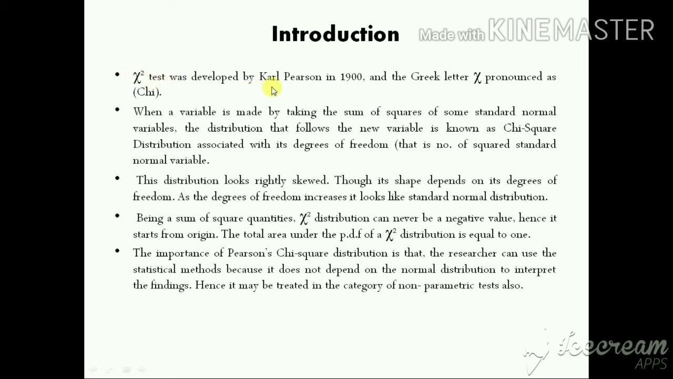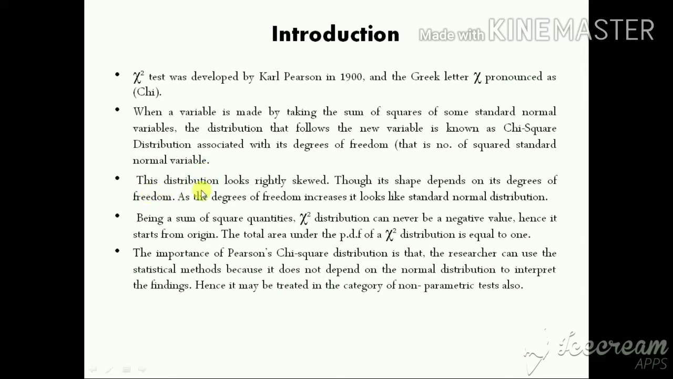It was developed by Karl Pearson in 1900, and the Greek letter chi, pronounced as chi, is a Greek letter. So we know when a variable is made by taking the sum of squares of some standard normal variables, the distribution that the new variable follows is known as the chi-square distribution. And another important term, degrees of freedom, is always associated with the chi-square distribution, and these degrees of freedom are nothing but the number of squared standard normal variables.